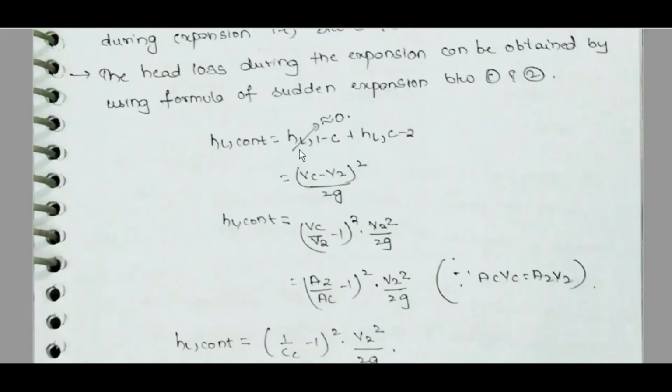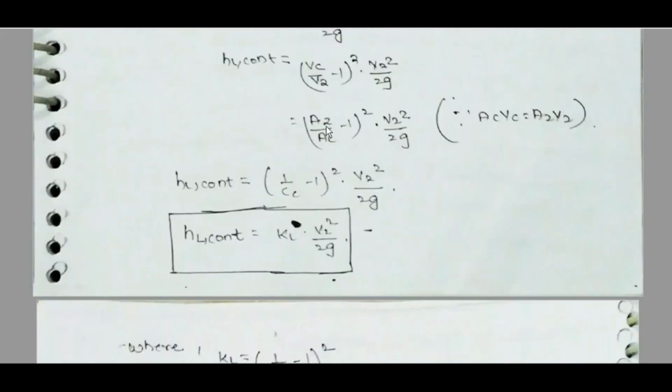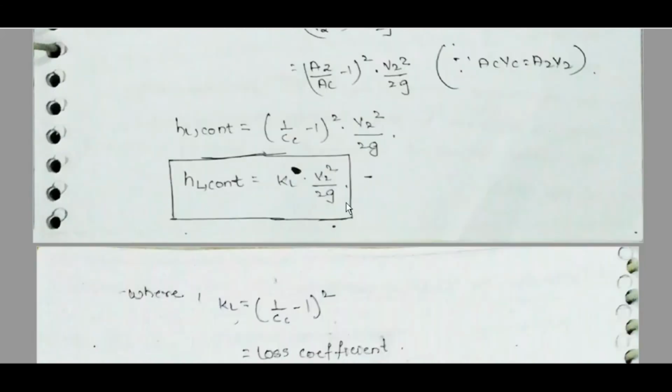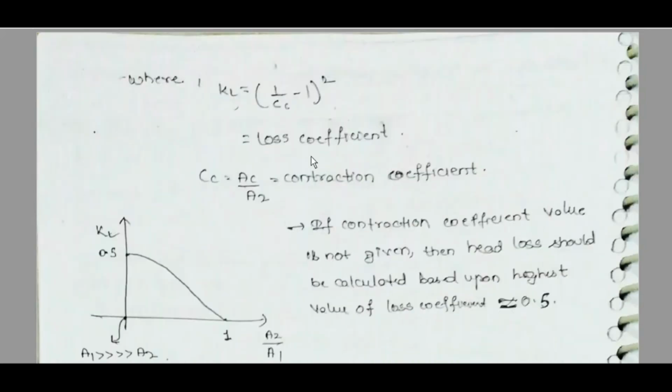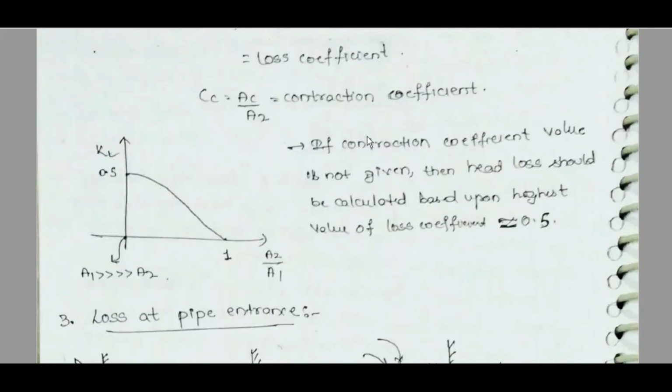HL contraction is equal to HL 1 to C plus HL C to 2. This is 0. So HL contraction is equal to (VC minus V2) whole square by 2g, which is V2 square by 2g into (VC by V2 minus 1) whole square. Finally, A2 by AC is 1 by CC. So HL contraction is (1 by CC minus 1) whole square into V2 square by 2g. HL contraction is equal to KL into V2 square by 2g, where KL is equal to (1 by CC minus 1) whole square, the loss coefficient. CC is equal to AC by A2, the coefficient of contraction.